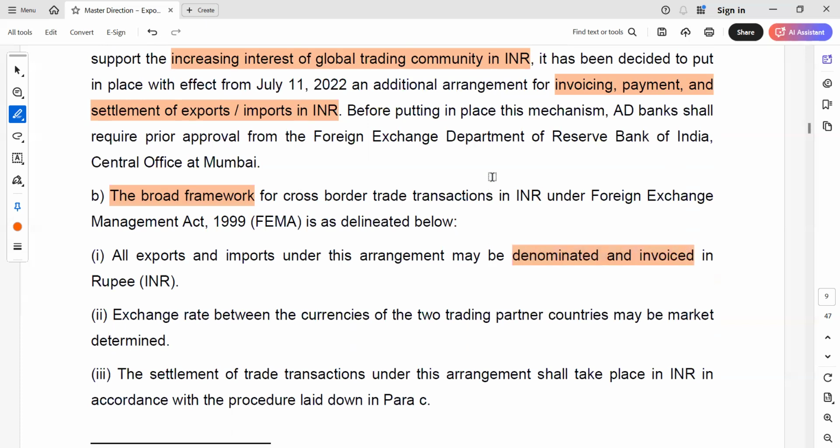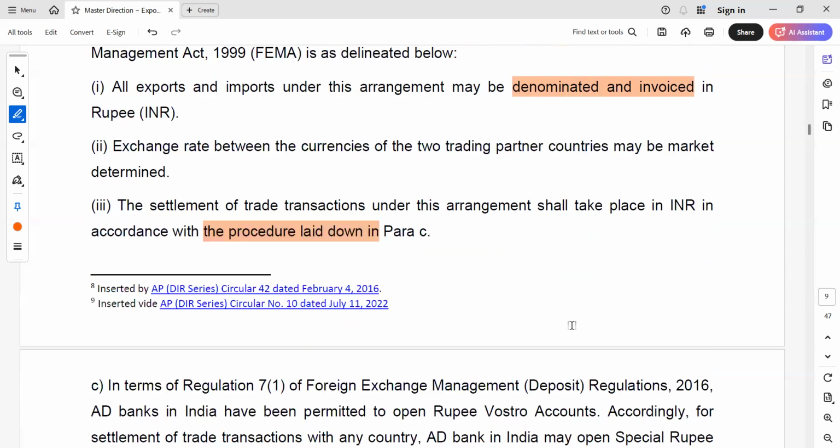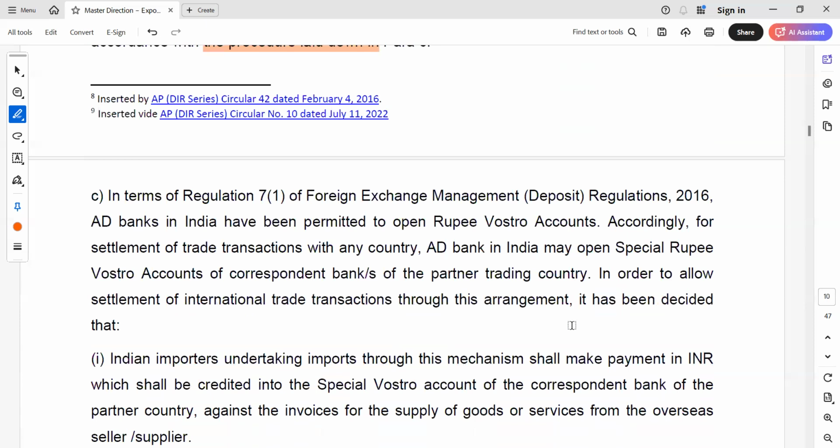So in this case, friends, the invoice should also be in INR, and the payment will also come in INR. The exchange rate between the currencies of the two trading partner countries will be market determined. So whatever the exchange rate is, that will depend on the market rate. The settlement of trade transactions under this arrangement shall take place in INR in accordance with the procedure laid down in para C. This is all the procedure of how it will come.